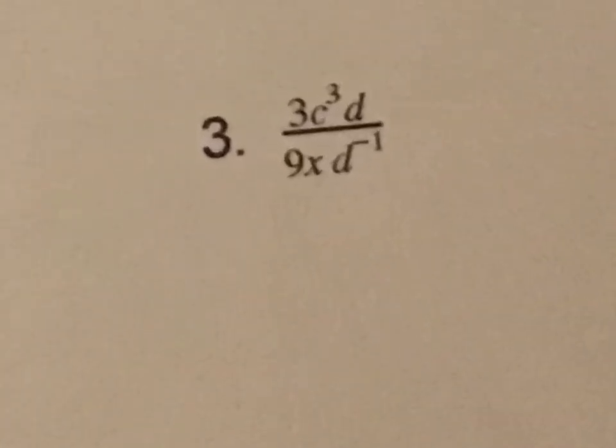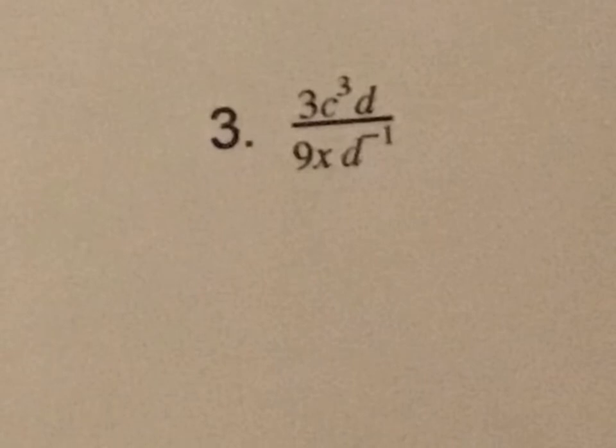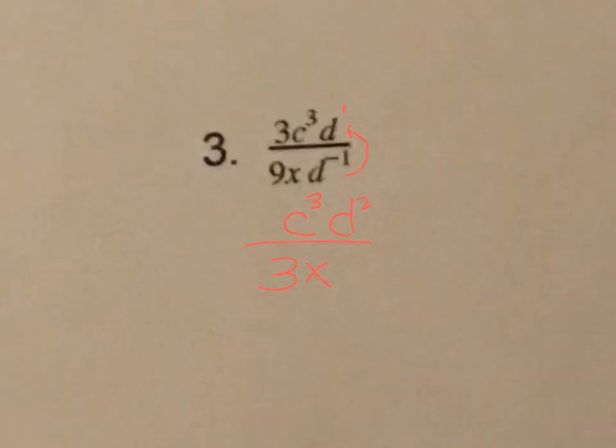Number 3, you have a 3 and a 9, so they cancel. Gives you a 3 in the denominator. There's nothing to do with the x or the c cubed. They're just stuck with those. The d, -1, gets flipped to the top. And there's already 1 d there. If you bring up another one, it gives you d squared. Or you could subtract exponents, and 1 minus -1 is 2. So either way you want to go there.